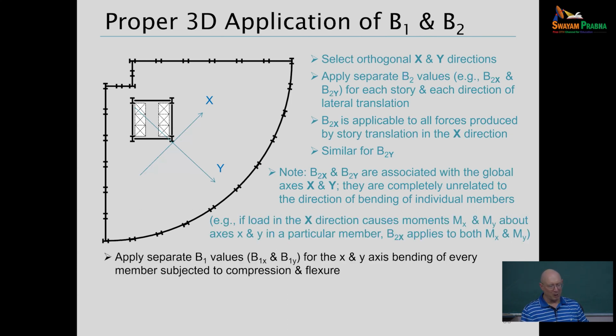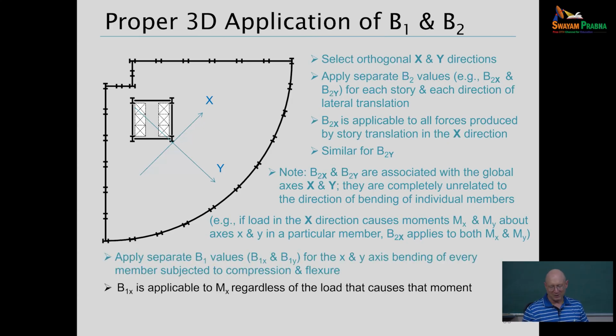So we would also need to apply separate B1 values, B1 lowercase x and lowercase y. So lowercase x and y are associated with the x and y axes of bending of the individual members. And B1x would apply to M little x regardless of whether it was a drift in the capital X or capital Y causing it. Same thing for B1y. So that's how RAM Frame now puts all this together.